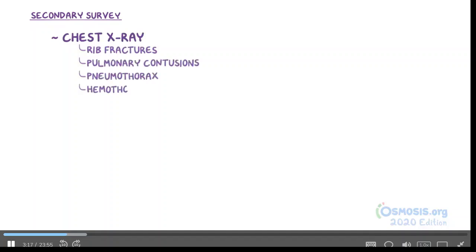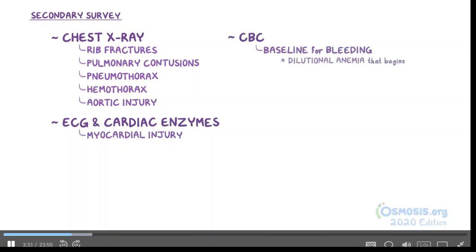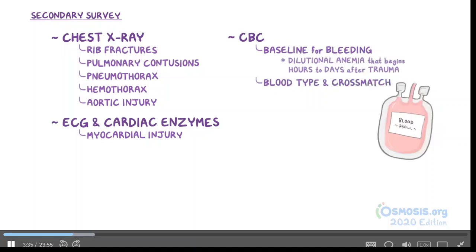Initially, a chest X-ray should also be done to help identify rib fractures, pulmonary contusions, a pneumothorax, a hemothorax, or an aortic injury. An electrocardiogram, or ECG, and cardiac enzymes should be done to help identify myocardial injury. A CBC can help identify a baseline for bleeding, since there may be a dilutional anemia that will begin hours to days after the trauma, a blood type and cross-match for blood transfusions, and a PT, PTT, and INR.